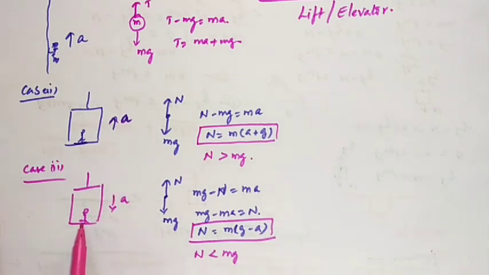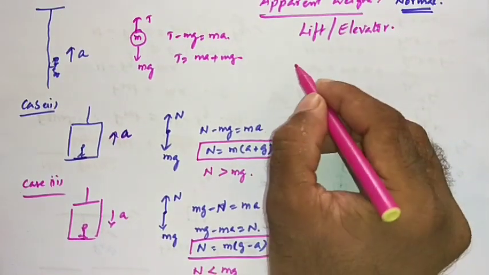When you see your weight in a weighing machine placed in the lift, your weight will be reduced. So in this way easily you can lose your weight. Yes or no? So this is understood? Right. Now let us see case 3.